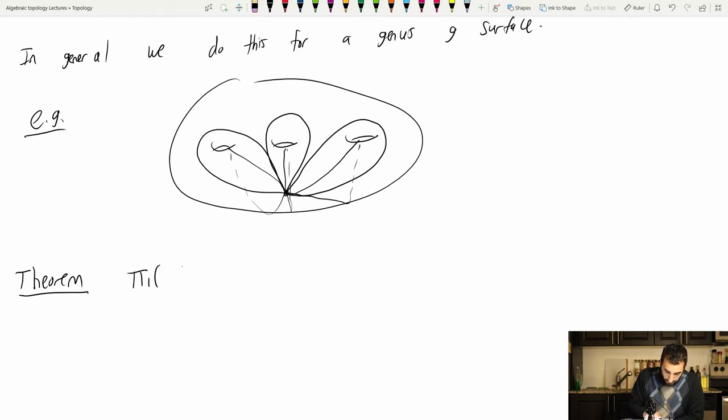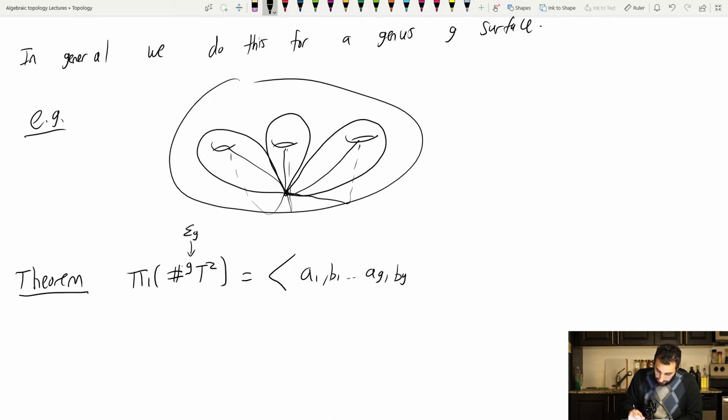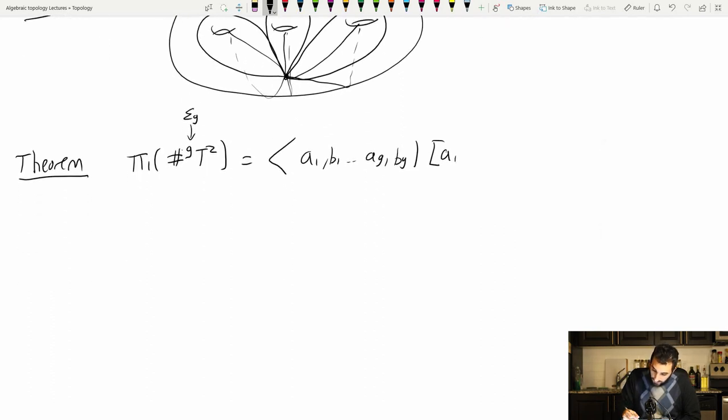The fundamental group of the connected sum of G T2s, which I'll sometimes call sigma G, is equal to A1, B1, up until AG, BG, and it's just a single relation, which is the commutator of A1 and B1 times the commutator of A2 and B2, all the way up to the commutator of AG and BG is equal to 1.